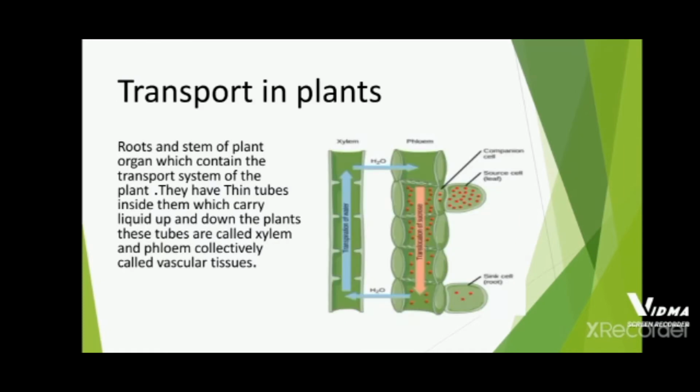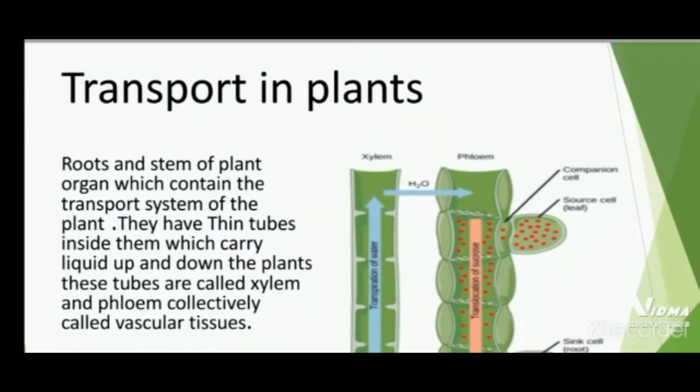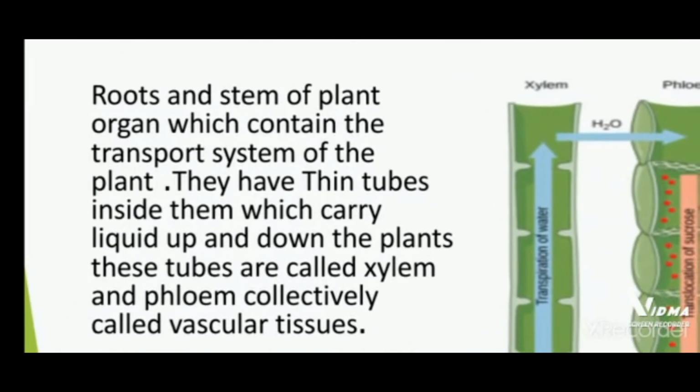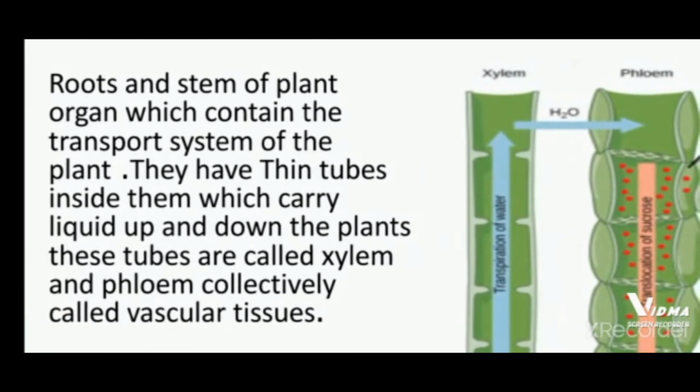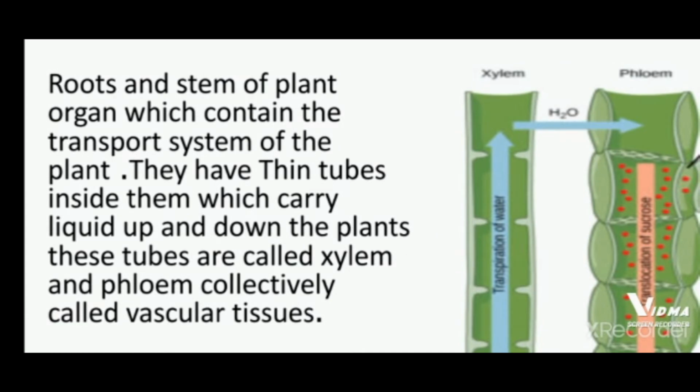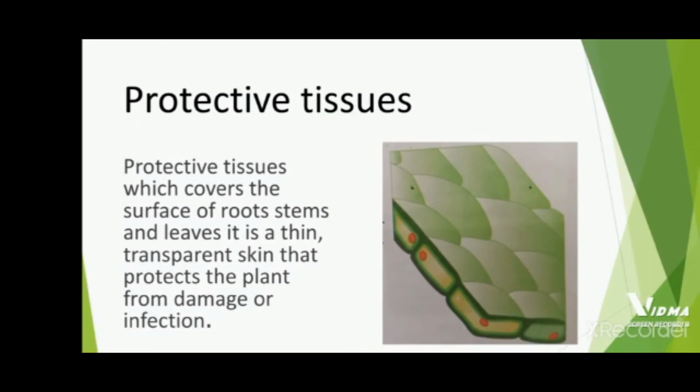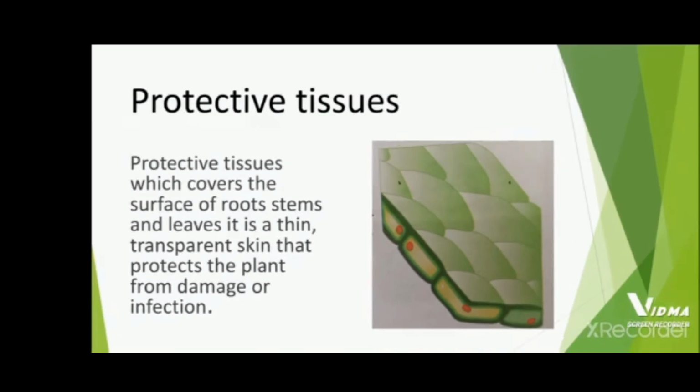Now we will talk about the transport system of the plant. You all know that a plant contains a transport system, in which the root, which absorbs water and minerals, transfers them towards the leaf for making food, and when the food is manufactured in the leaf, it is transferred to all parts of the tree.